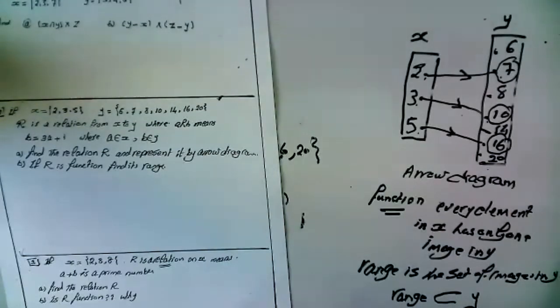Then the range, which is the set of images, equals the set 7, 10, and 16.